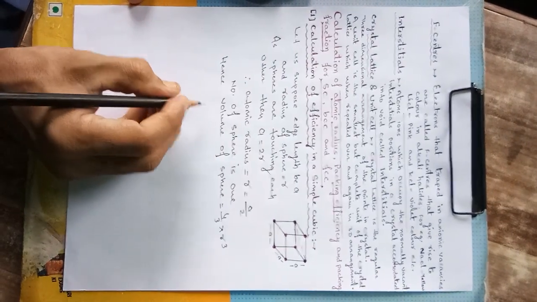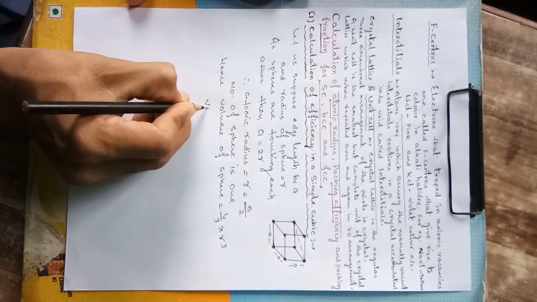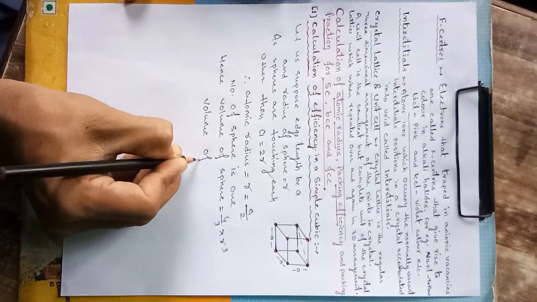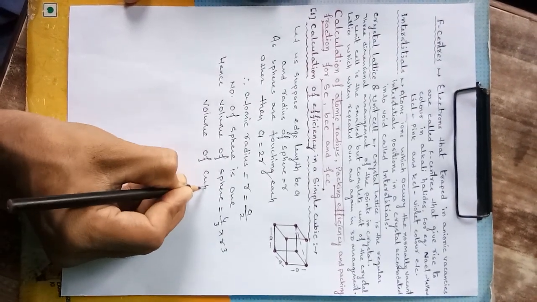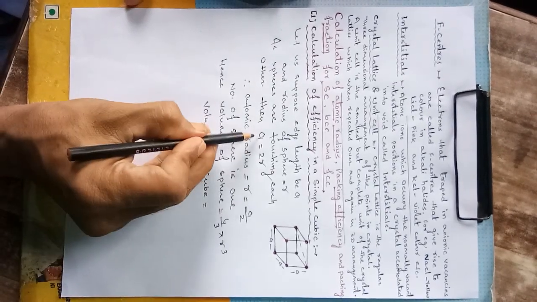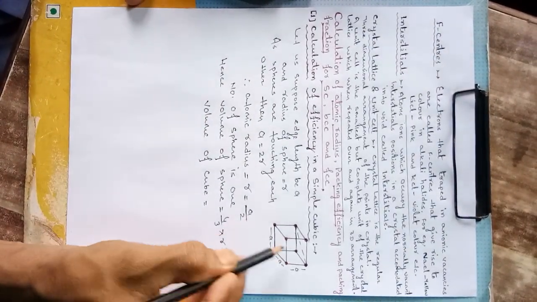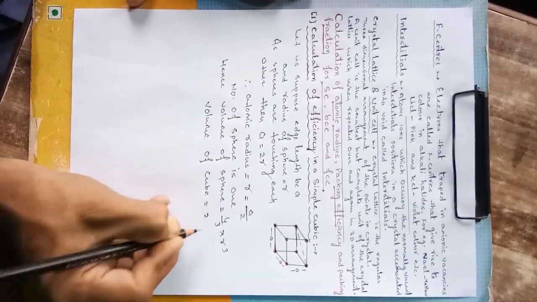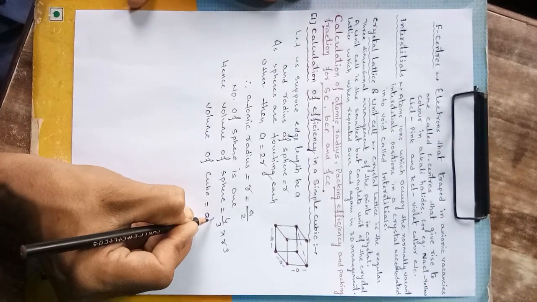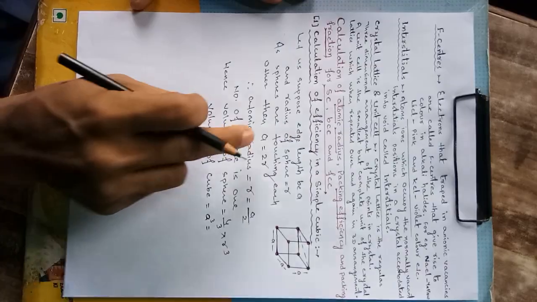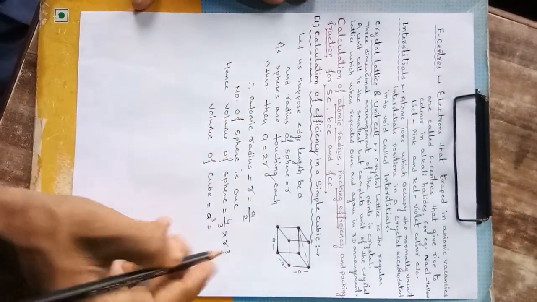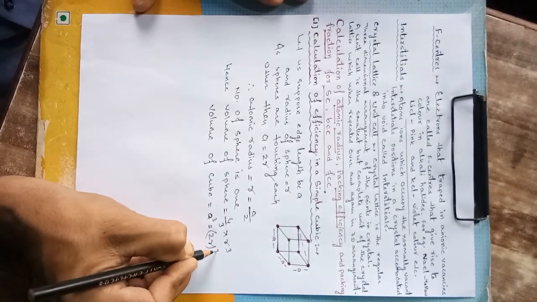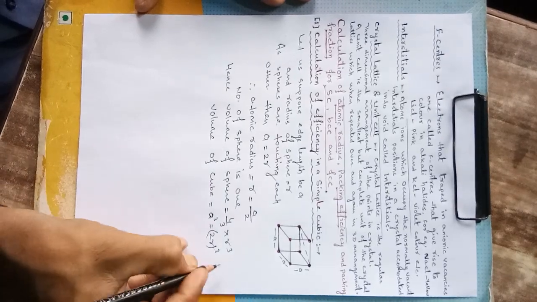Now volume of cube we have to find out. Volume of cube, edge length is A. If you know the sides of a cube, then you can find out the volume of the cube, that is A cube. The value of A is equal to 2r, so here it becomes (2r) whole cube, that is 8r cube.